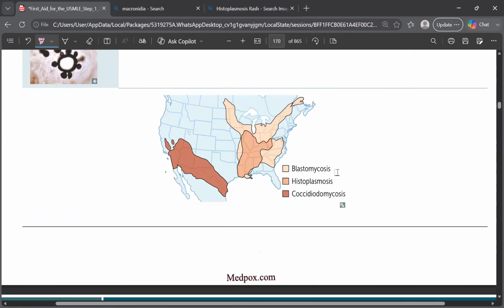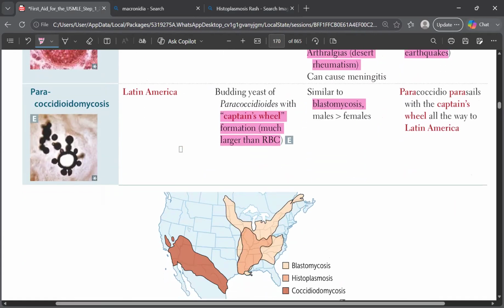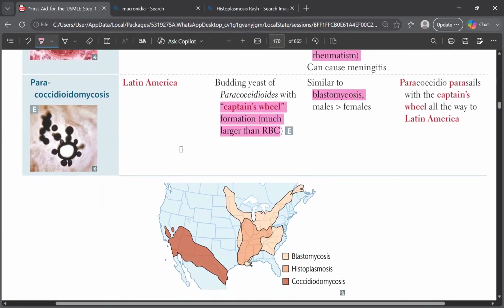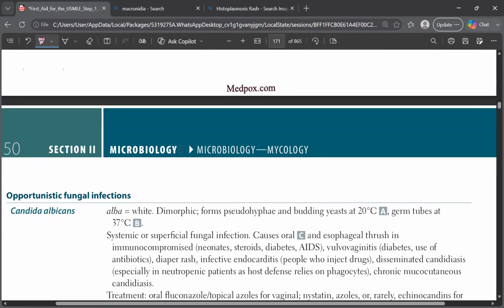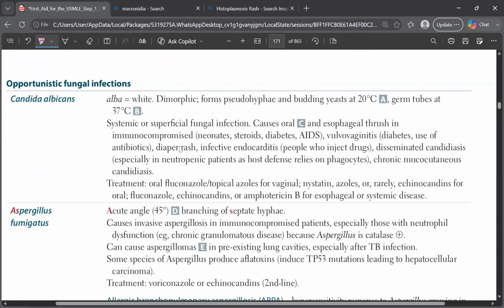Again, blastomycosis in Ohio and Mississippi, histoplasmosis in the eastern and central US and in the Great Lakes, and coccidioidomycosis in the southwestern part of the US and California, and paracoccidioidomycosis in Latin America. Next, we have opportunistic fungal infections.